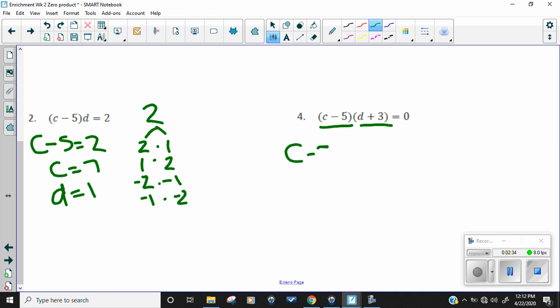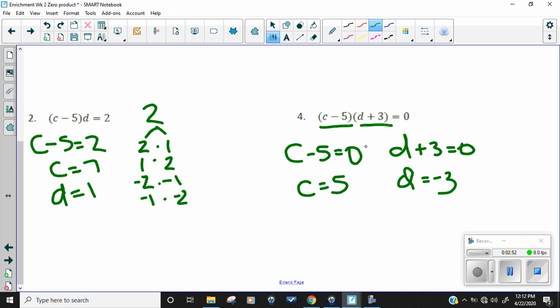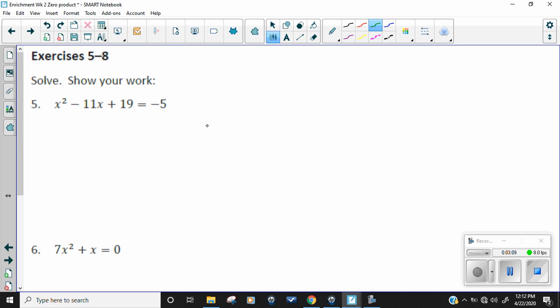So C minus 5 equals 0. What minus 5 is 0? Positive 5. And then D plus 3 equals 0. What plus 3 is 0? D equals negative 3. So when it's equal to 0, it makes it really easy to solve, and I know I'm solving because of the equal sign. So I have two expressions on the left and a 0 on the right, and I'm solving for what the variables are. Usually for quadratics, these two, C and D, would be the same variable, but here they're showing you different ones.